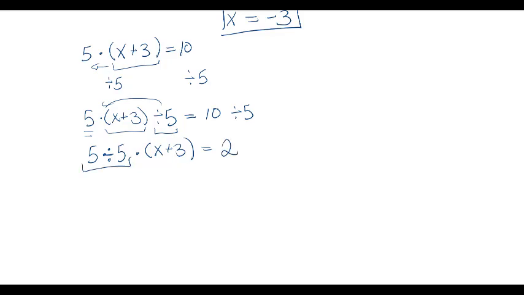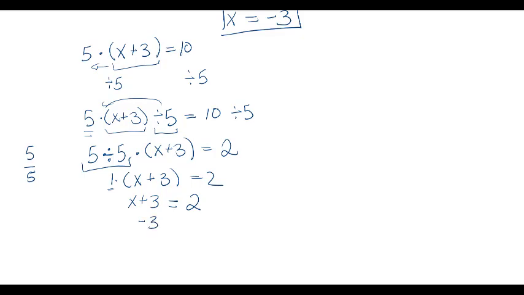Now, 5 divided by 5 is 1. We can also write this as 5/5, right? Which is also 1. It's a whole. So we have 1 times x plus 3 equals 2. But because we have 1 here, right, on this side, we can just open the parentheses. It's just 1 times this. So the 1 cancels, and we have x plus 3 equals 2.